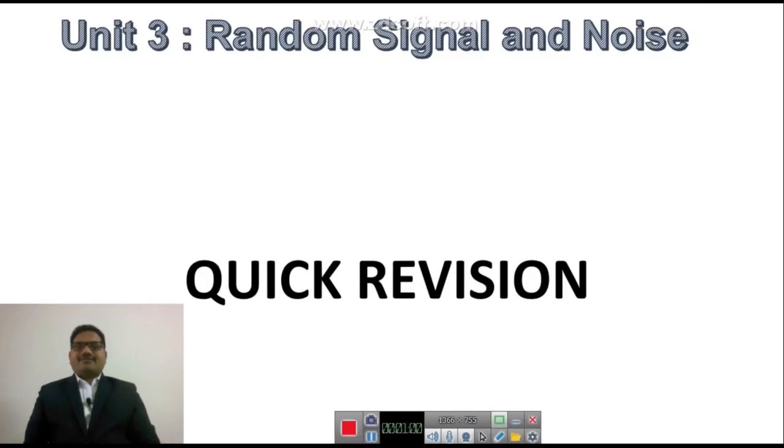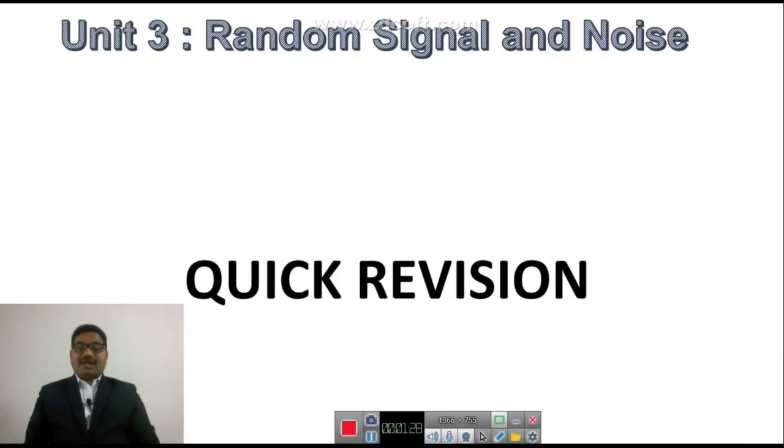After that, we moved to the second unit, that is baseband digital transmission. In that we came to know that if many sources are there and we want to transmit the information simultaneously, then over there we use multiplexing. We have studied the types of multiplexing, hierarchies, and digital multiplexers.